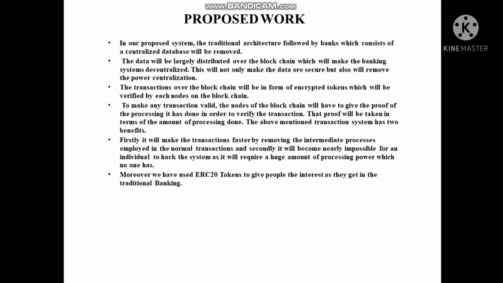So in our proposed system, the traditional architecture flow followed by the banks, which consists of a centralized database, will be removed. The data will be distributed over the blockchain, which will make the banking system decentralized. This will not only make the data secure but also remove the power of centralization. To make any transaction valid, the nodes of the blockchain will have to give the proof of work to verify the transaction. Firstly, it will make all the transactions faster by removing the intermediate process. Second, it will make it nearly impossible for an individual to hack the system, because it requires a huge amount of processing power which no one has.